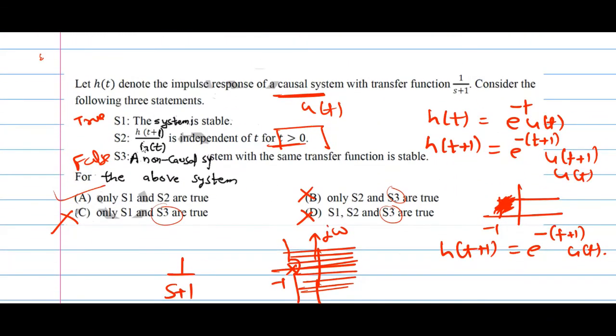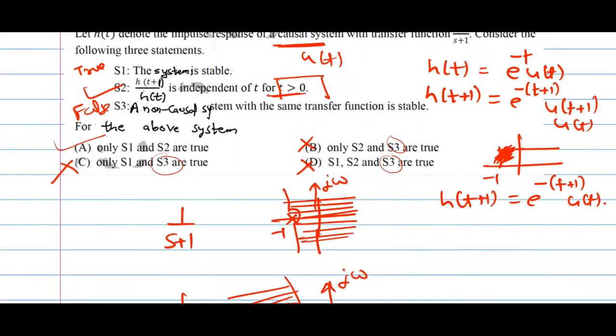So I have given you the idea how to find out h of t plus 1 from h of t, and they have asked the ratio. So they always put some twist, that is their speciality, but the question is not that much difficult. Okay, so statements 1 and 2 are true.